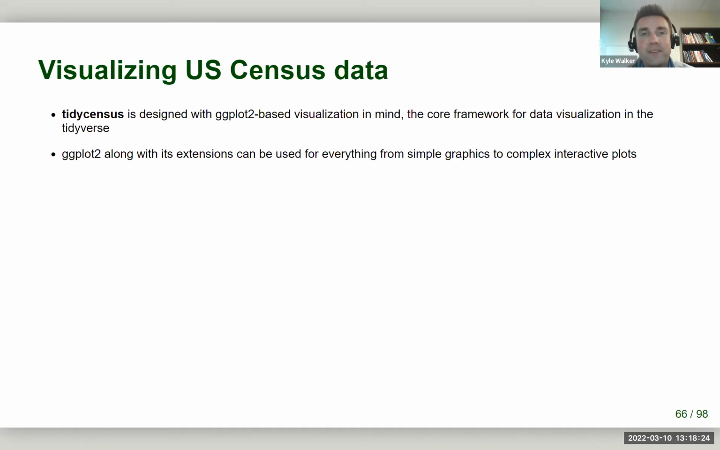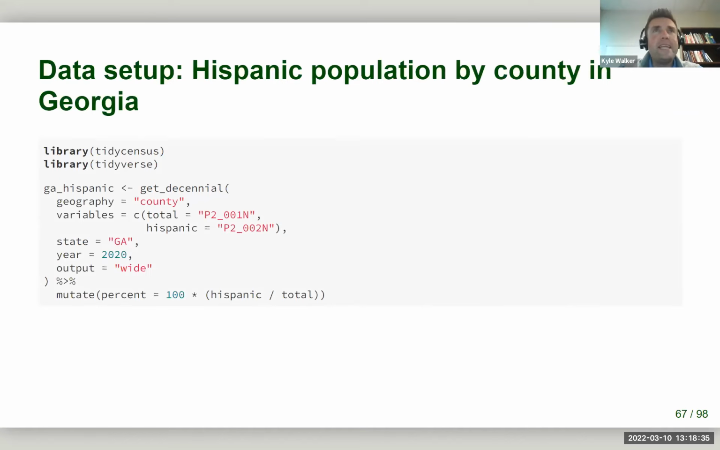I'm going to show you a few fun examples of this over the course of this last hour of the workshop, but there's a whole lot more that you can do with it. And so for starters, I'm going to pull down some data for exploratory analysis using some of the methods that we have learned. So I'm going to create a new data set called GA Hispanic. And it's going to be data on the Hispanic population in Georgia by county. We're going to return it in wide format and then calculate a new percent column. That is 100 times the Hispanic column divided by the total column.